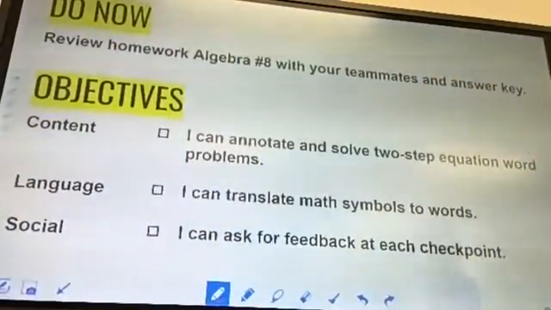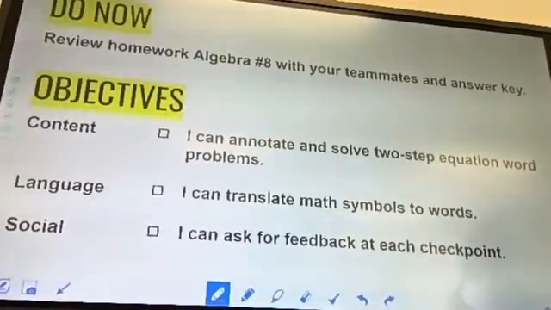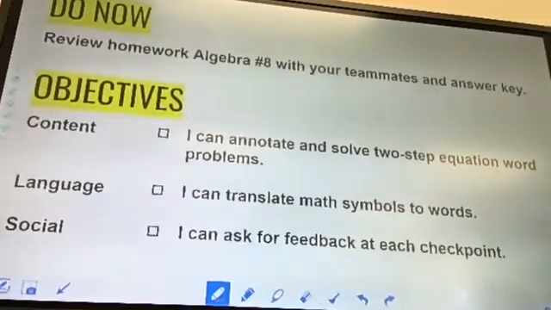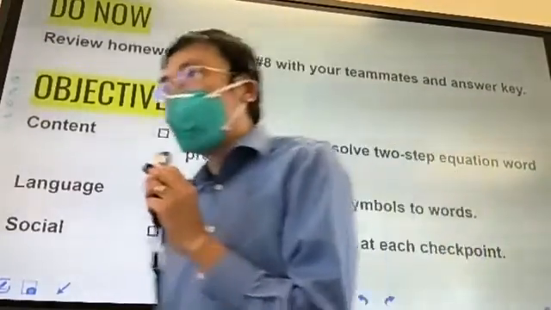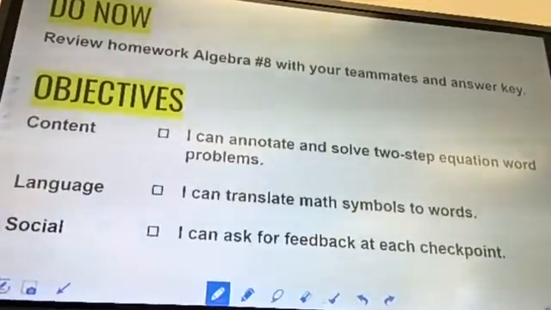So good morning, everybody. We are on week 27, day 1. And for homework, we're going to be reviewing homework number 8 and number 9. Objectives: I can annotate and solve two-step equation word problems. So we've been doing a lot of solving equations, two-step equations, but we haven't dealt with any word problems yet. And today we're going to be doing word problems.